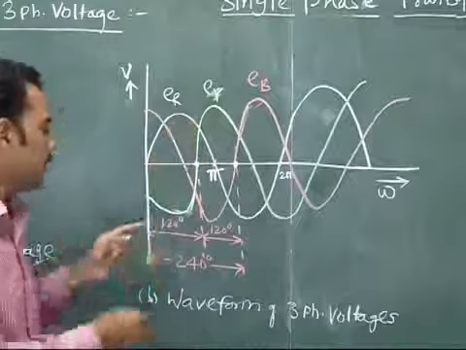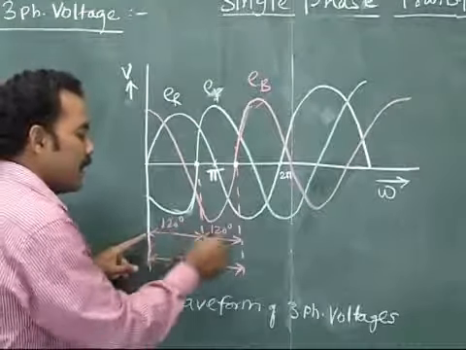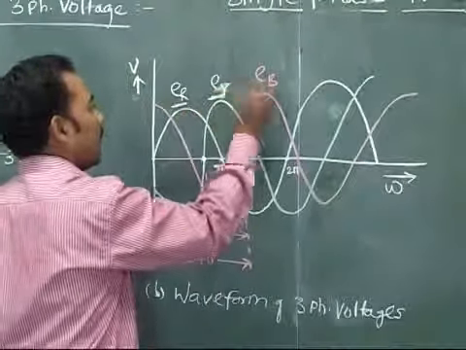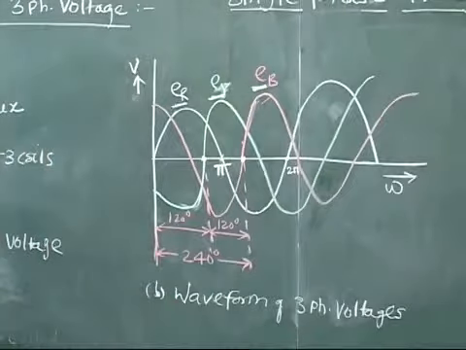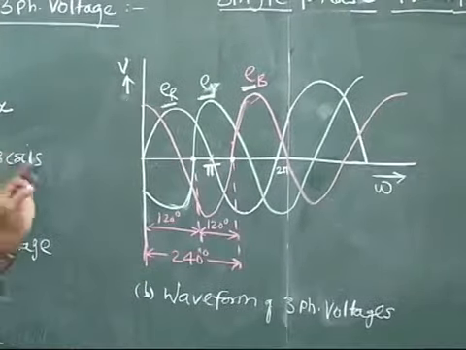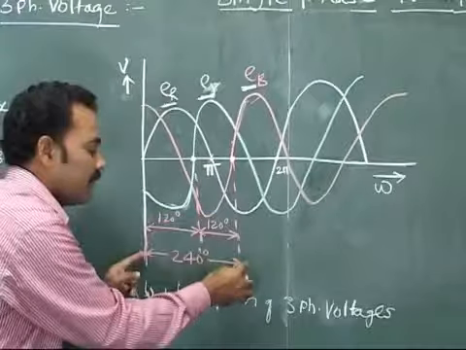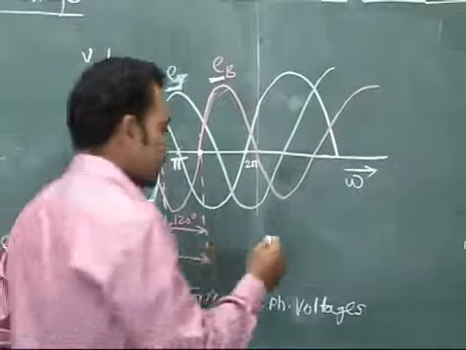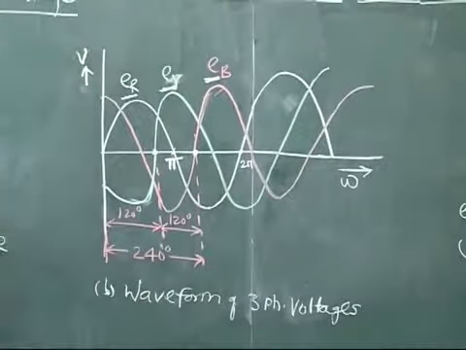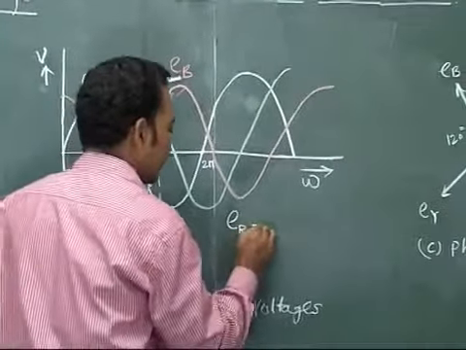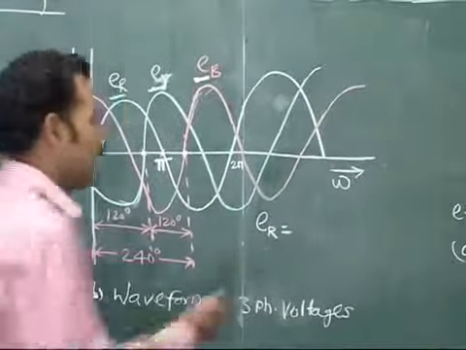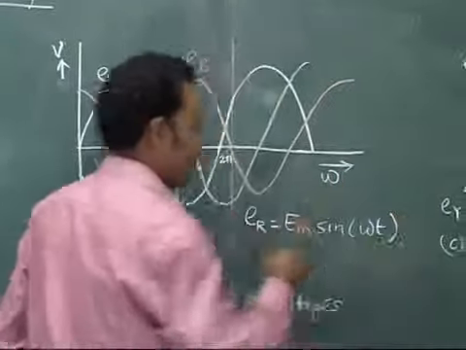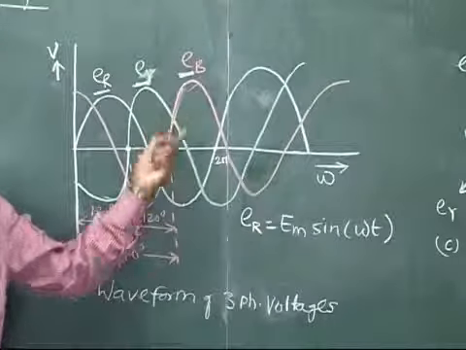Similarly, the phase shift between R and B is nothing but 240 degree. So ER, EY and EB are the voltages induced in the coils R, Y and B, which have 120 degree phase shifts among each other. We can represent the instantaneous values of these voltages ER, EY and EB. The magnitude of ER at any instant is given by E max sine omega t. This is the value of voltage in the coil R.